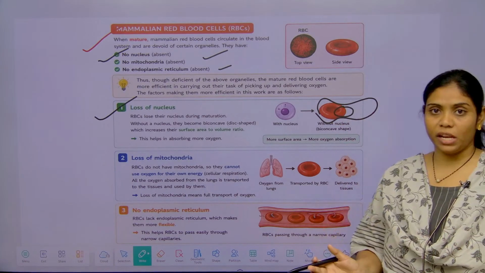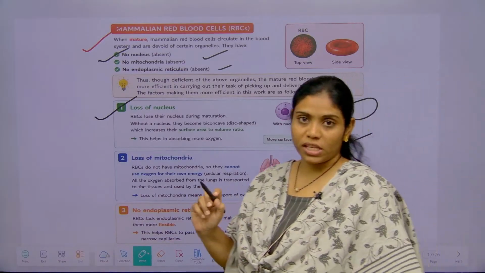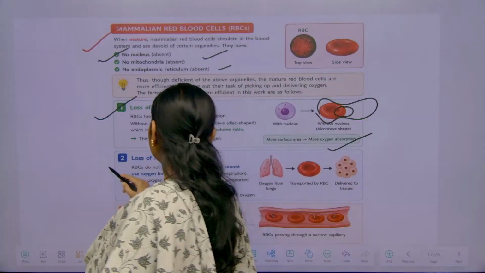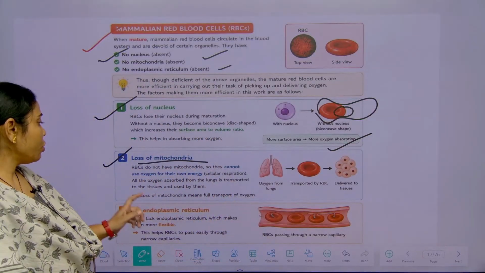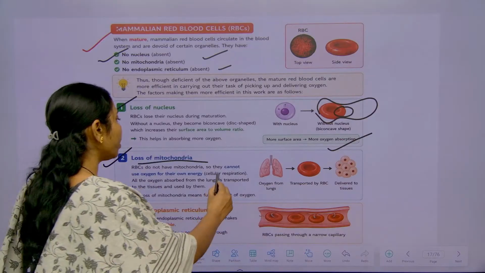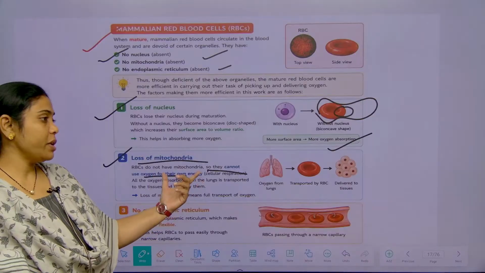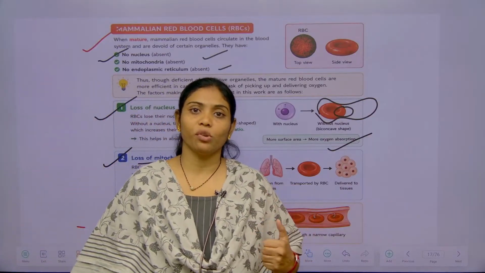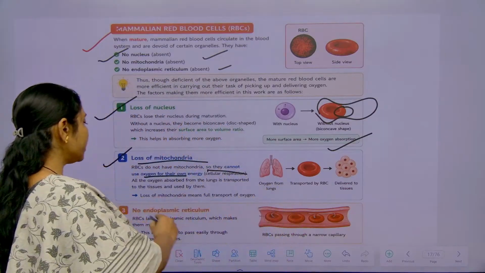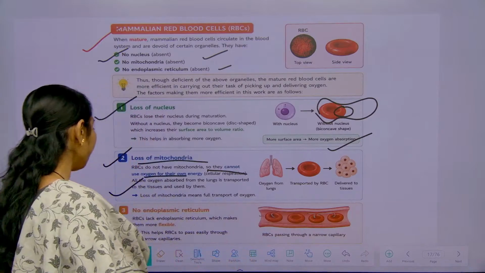Absence of the nucleus gives more surface area, and more surface area means more oxygen absorption. The same way, loss of mitochondria: if there is no mitochondria, the RBC cannot utilize the oxygen for its own use, which means more oxygen can be transported to the tissues. Is this clear?